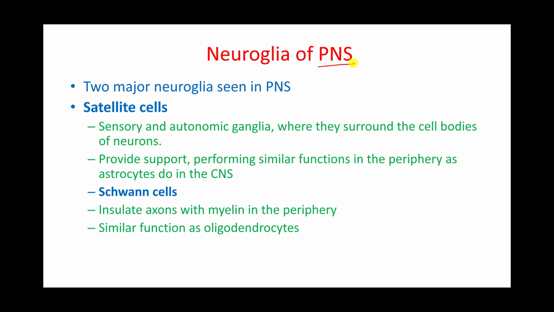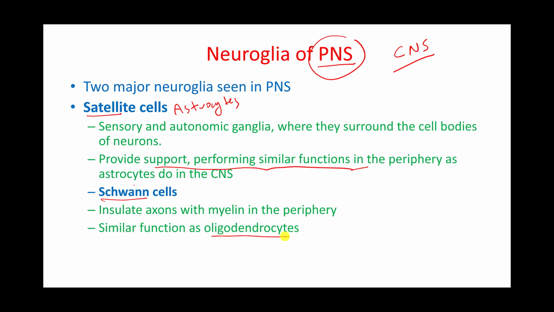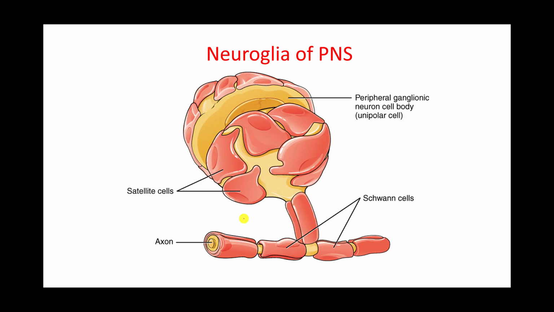Let's see the neuroglia of the PNS. All of the cells we saw earlier, as we said, were of the central nervous system. Let's see now the peripheral nervous system. We have two major glial cells: the satellite cells and the Schwann cells. If you remember, the satellite cells have very similar functions to the astrocytes, so they provide support. And the Schwann cells have very similar function to the oligodendrocytes, so they insulate axons with myelin sheath in the peripheral nervous system.